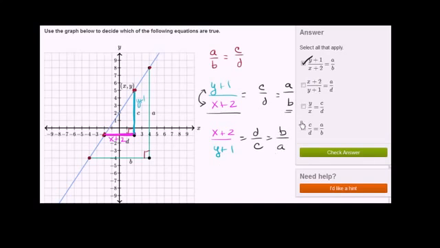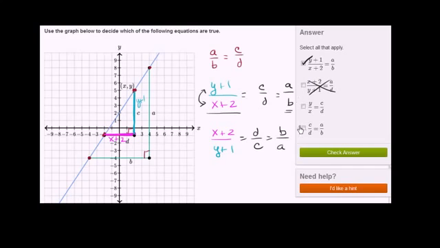Do we see that here? No, they've mixed it all up. They've mixed the A and the D together. X plus 2 over y plus 1 is not the same thing as A over D. We're not even using corresponding sides. We're mixing up triangles, so this is not the case.